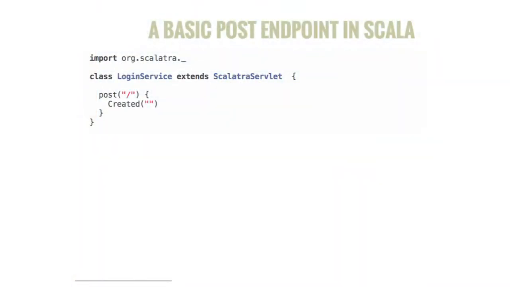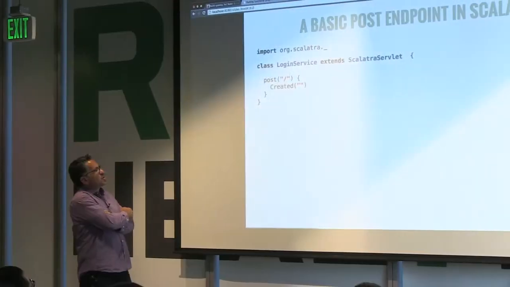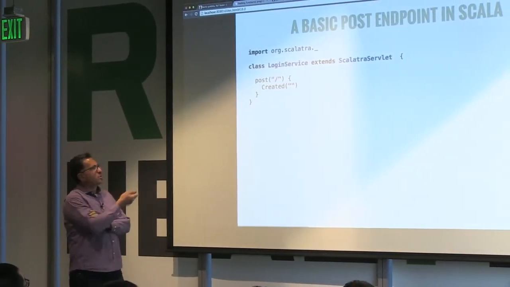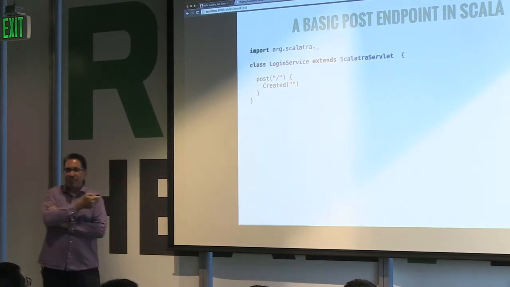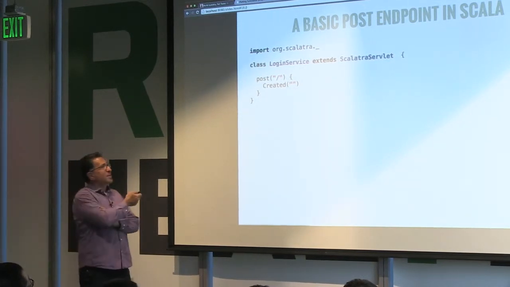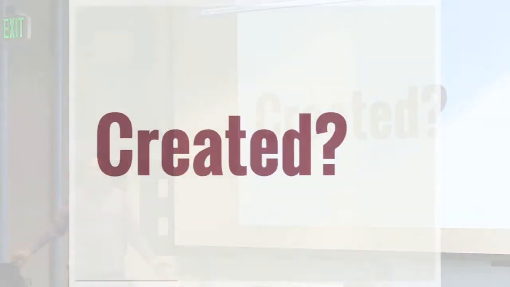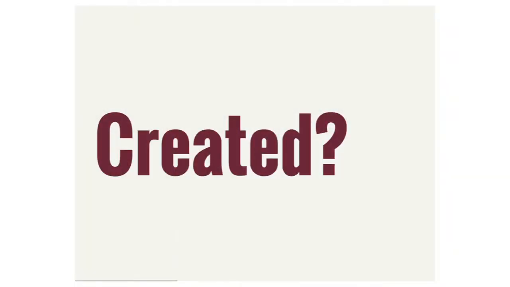So this is the very simplest Scalatra API call or endpoint that you can have. You extend their servlet. Here's a post. Here's the endpoint, and then we're returning created. Any questions about this? Well, again, it's very simple. Of course, you might wonder what's created. Well, this is actually, and I might test you guys on this, an HTTP code 201.